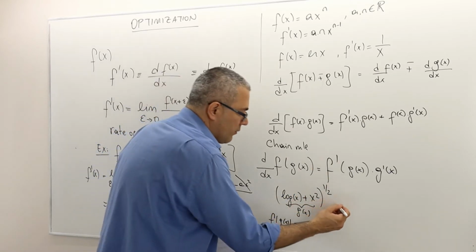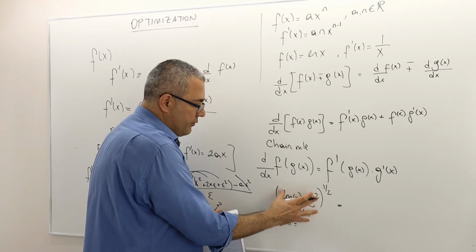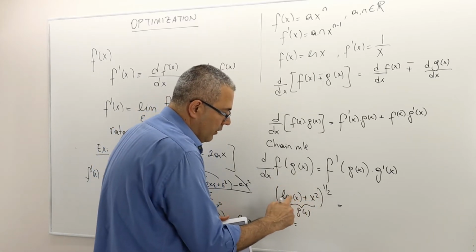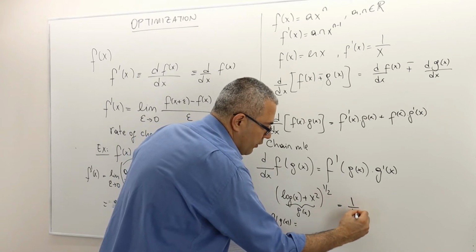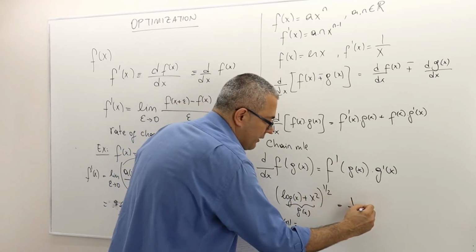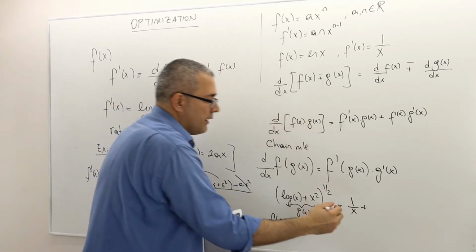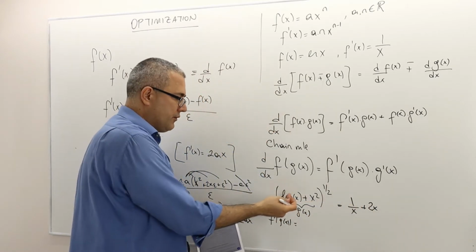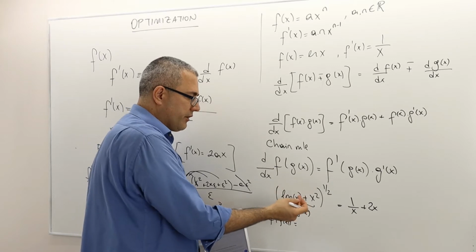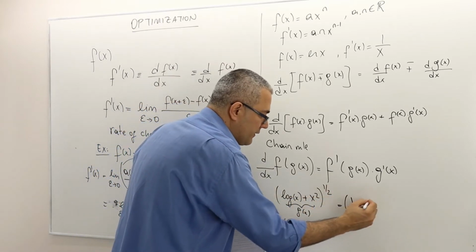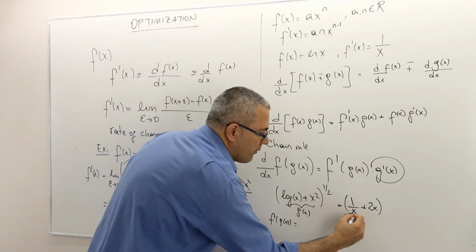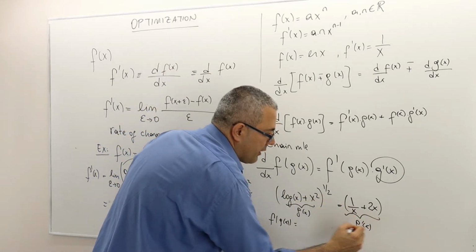When you take the derivative, first you take the derivative of the inside. It's always simpler. The derivative of log x is 1 over x, and then plus the derivative of x squared, which is 2x. Because this is an addition of two functions, I can individually take their derivatives and then sum them up. So this is the inside derivative, the g prime of x part.